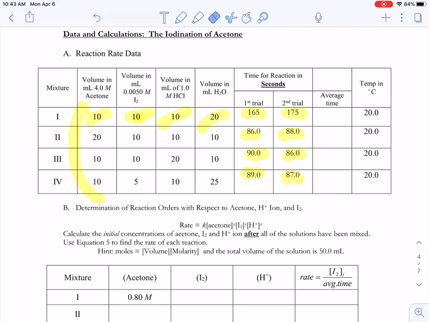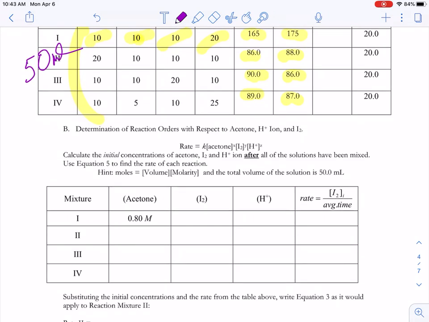That was horrible. You guys can't read that. We are keeping the total volume at 50 milliliters. So that's going to be a key part of this. By changing these values, we're going to change the concentrations of what's going to happen down here.